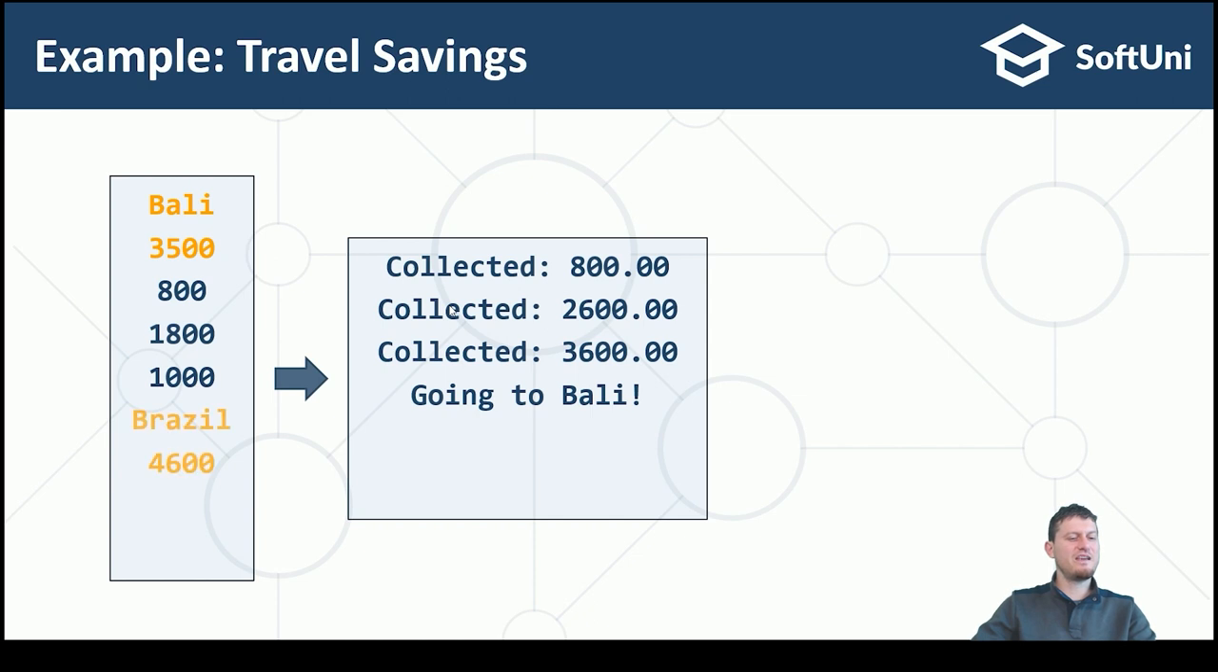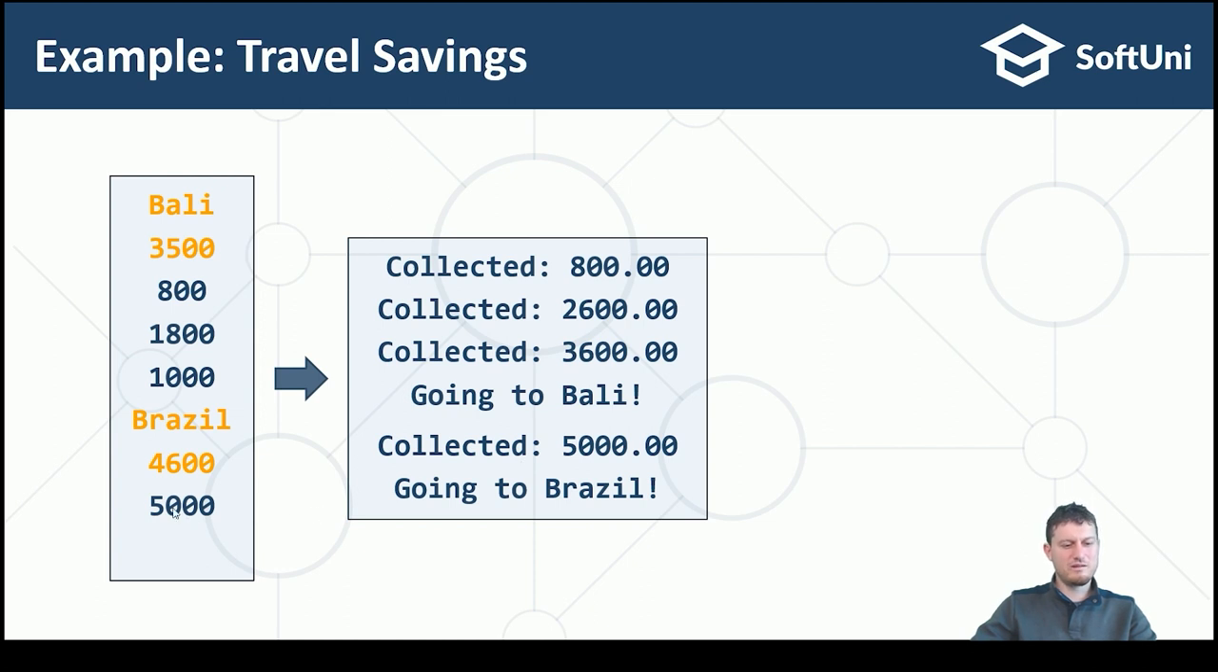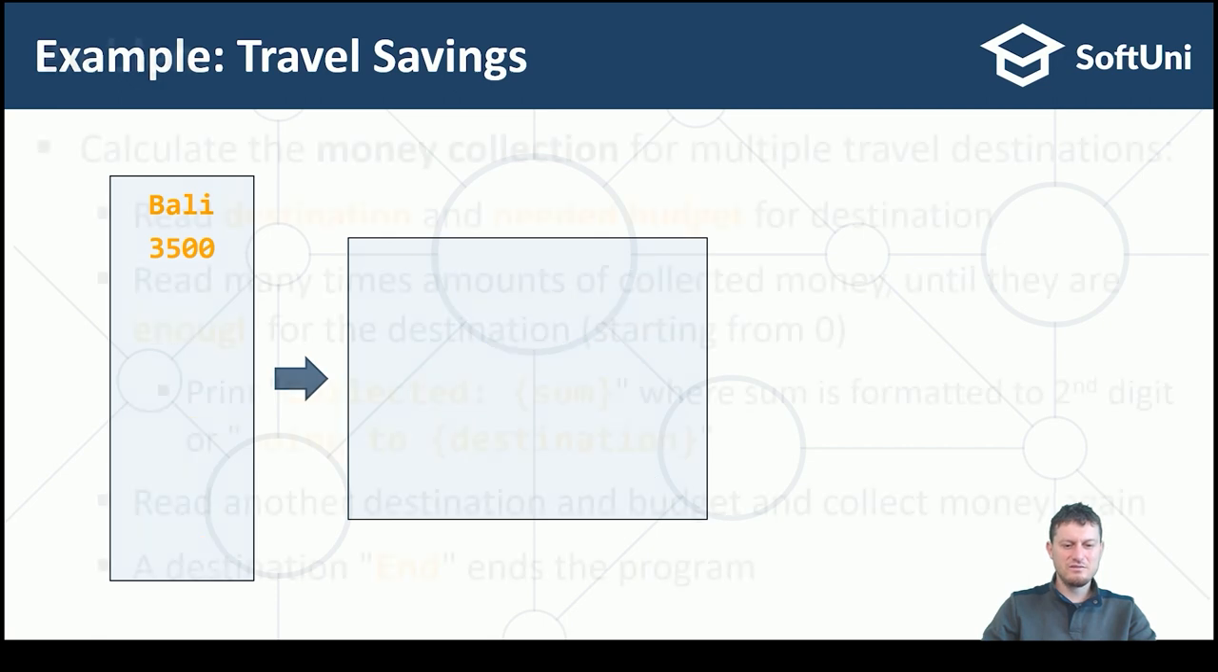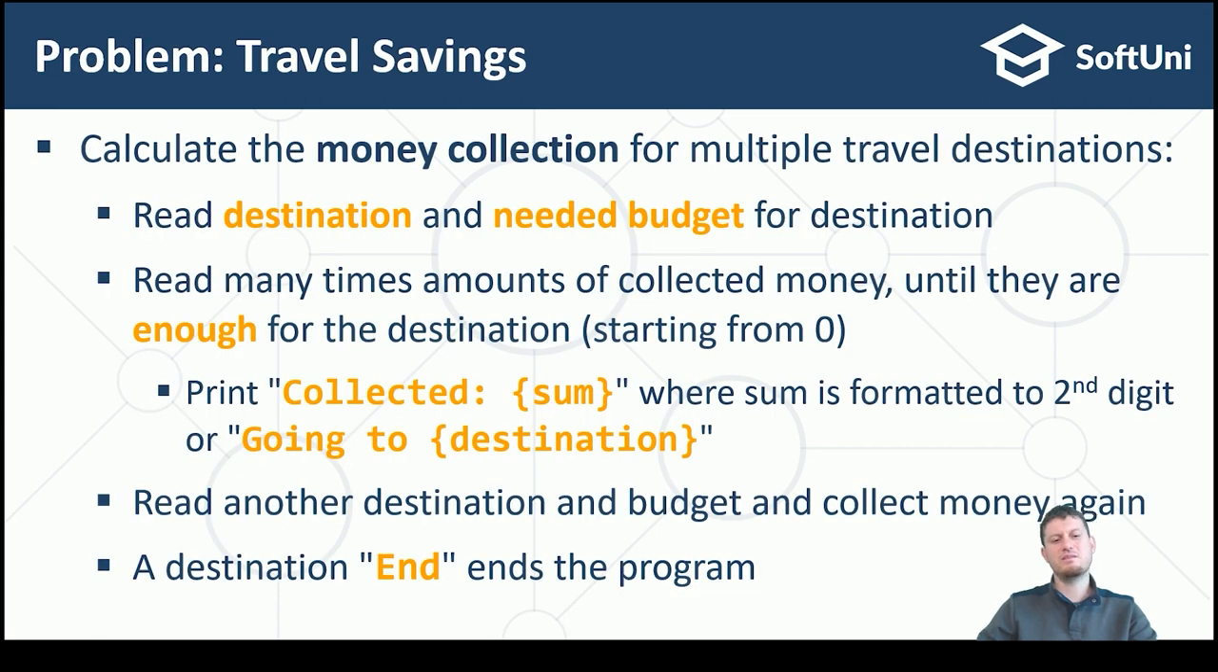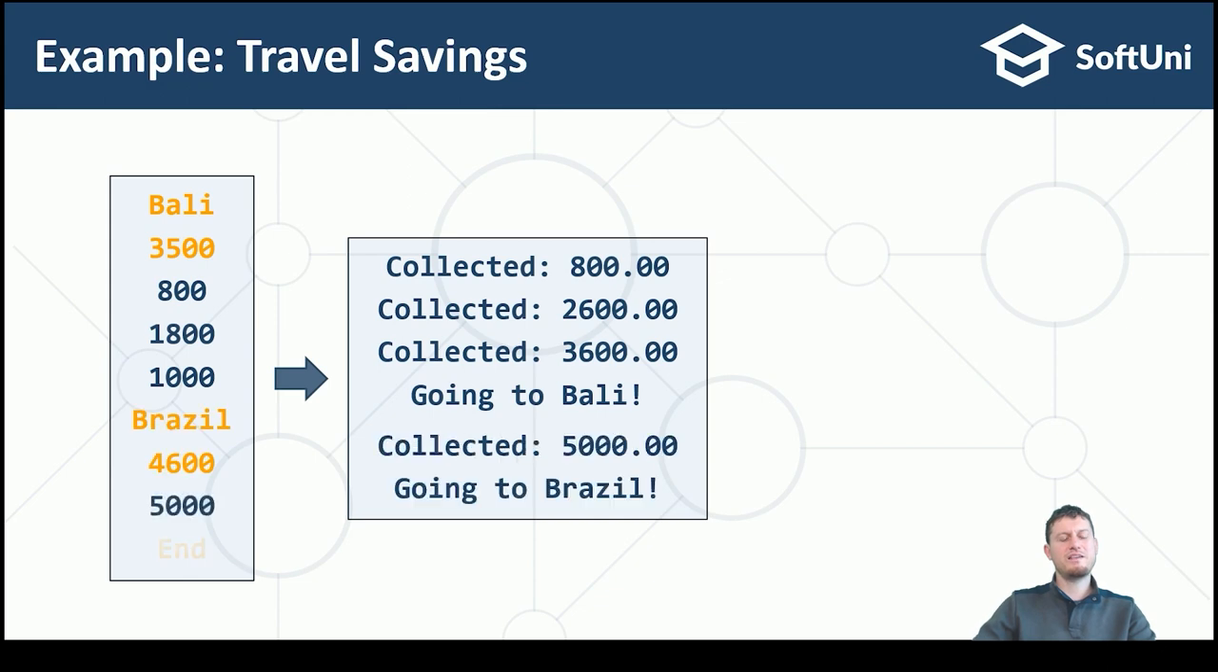For the next destination, we enter Brazil. We want to go to Brazil. It's more expensive, 1,600, and we collect 5,000, and it is enough from the first shot. So we collected this, and we are going to Brazil. Finally, we press end, and it's enough. Did we have goodbye? No, we didn't have goodbye. So when we press end, this stops.